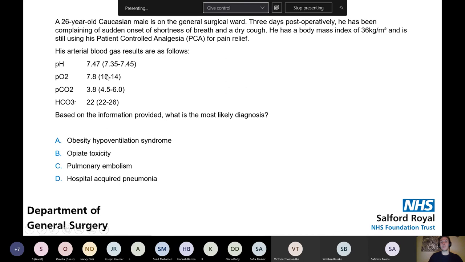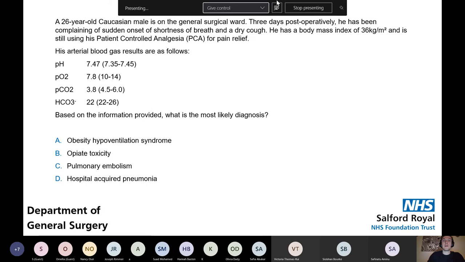What you might expect to see with obesity hypoventilation is a type 2 respiratory failure. So type 2 respiratory failure is a low oxygen, which we do have. But here we've got a low CO2, and in type 2 respiratory failure, you see a high CO2. And based on that, you get acidosis, so you get a low pH. And obesity hypoventilation syndrome as well is a chronic thing that doesn't present with sudden onset shortness of breath. So that's why that's not right.